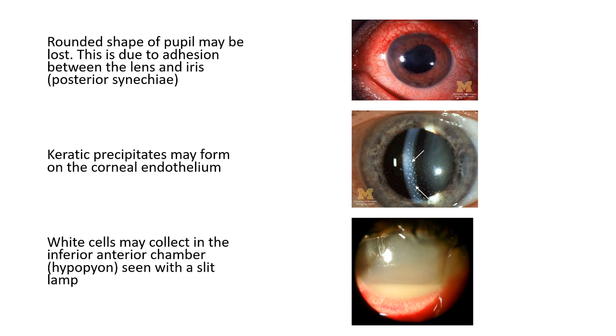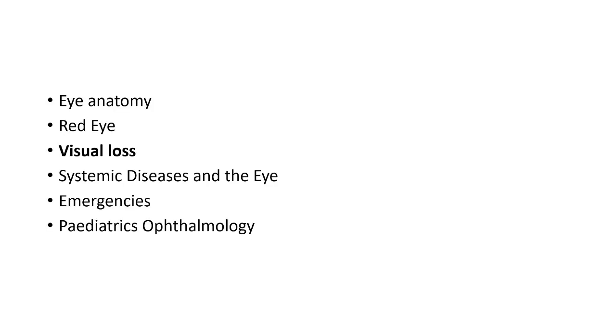Both signs can be seen through the slit lamp. And this is the end of the red eye section. In the next few slides, I am going to talk about causes of visual loss.